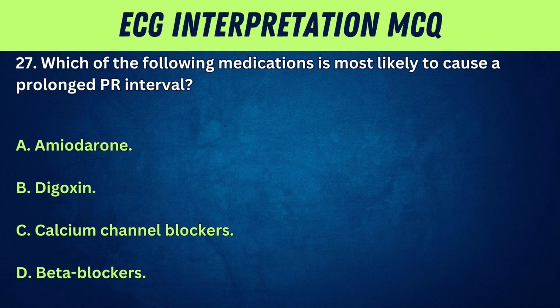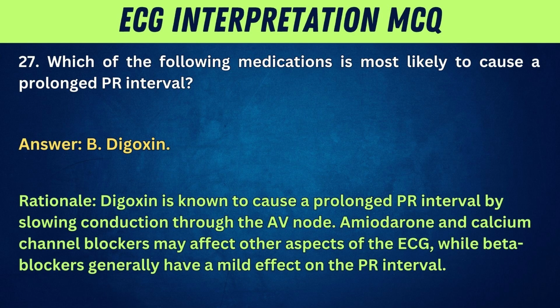27. Which of the following medications is most likely to cause a prolonged PR interval? A. Amiodarone. B. Digoxin. C. Calcium channel blockers. D. Beta blockers. Answer: B. Digoxin. Rationale: digoxin is known to cause a prolonged PR interval by slowing conduction through the AV node.